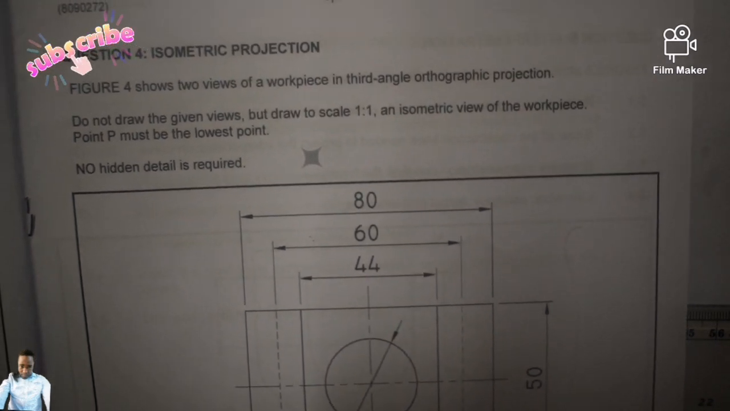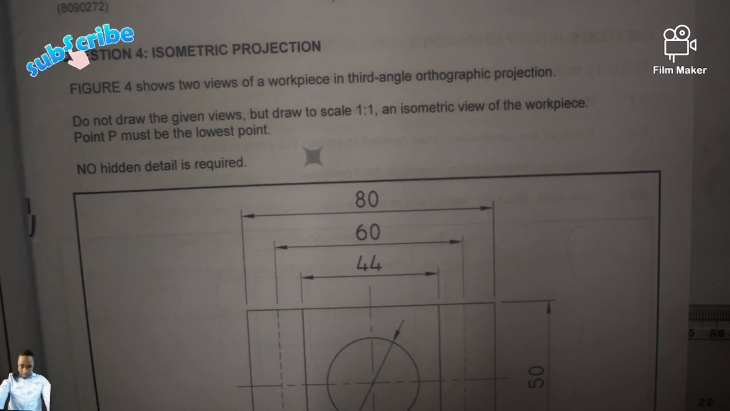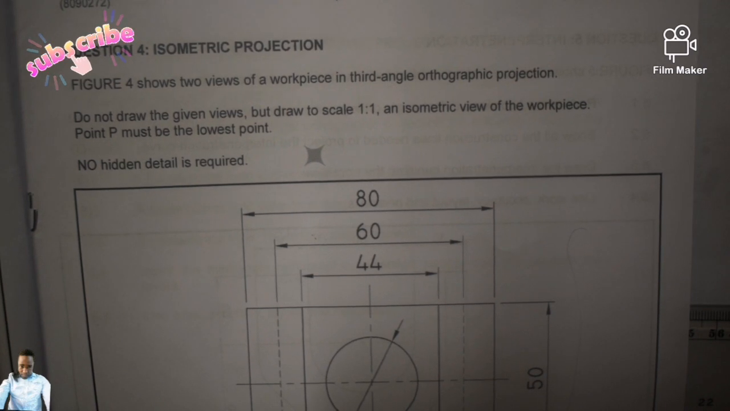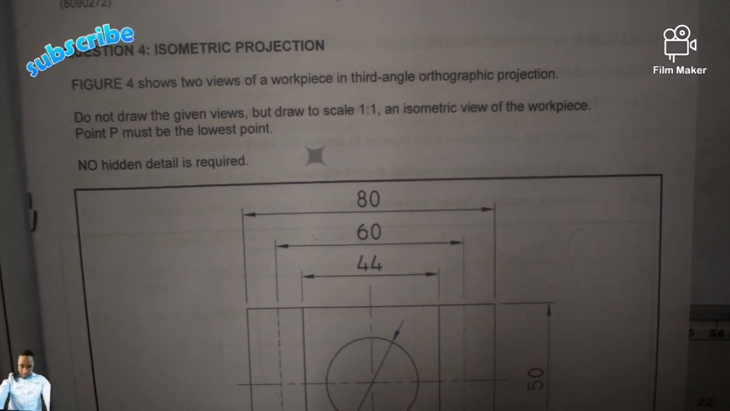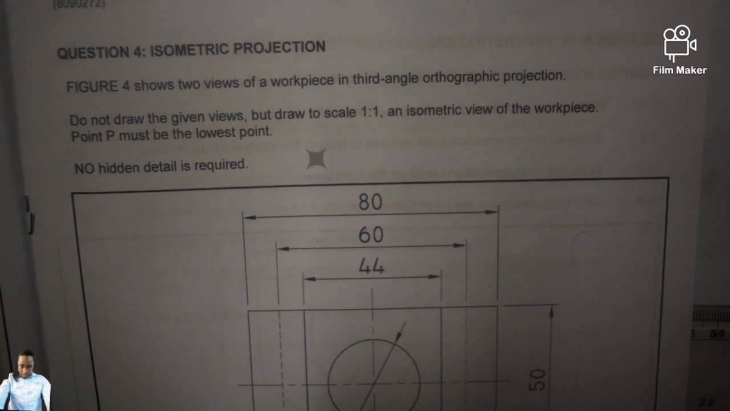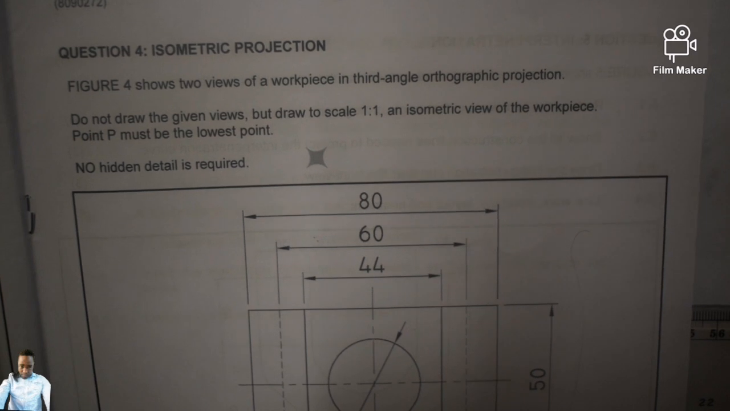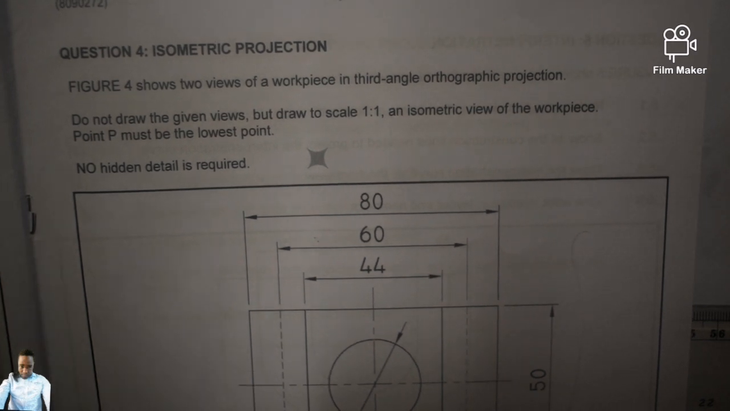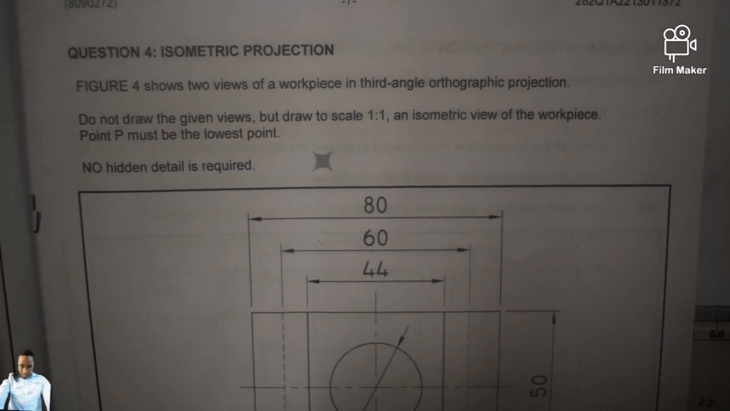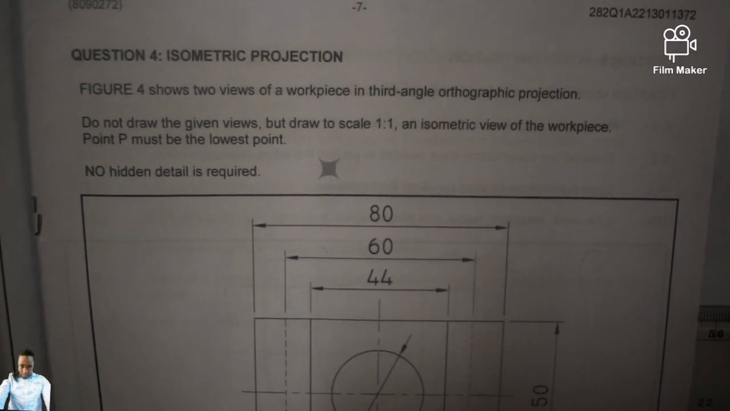Figure 4 shows 2 views of a workpiece in third angle orthographic projection. So we've got 2 different types of angle orthographic projection, isn't it? Do not draw the given views, but draw to a scale of 1:1 an isometric view of this workpiece. Point P must be the lowest point. No hidden details. It is necessary.